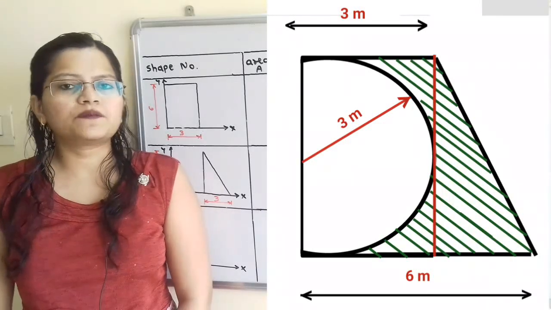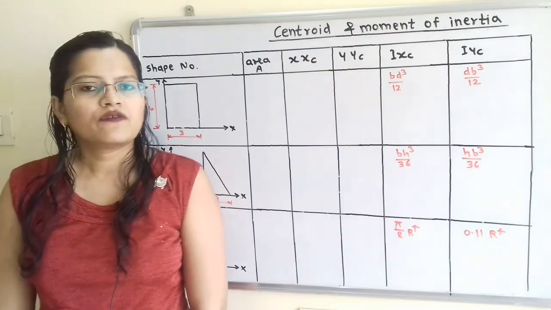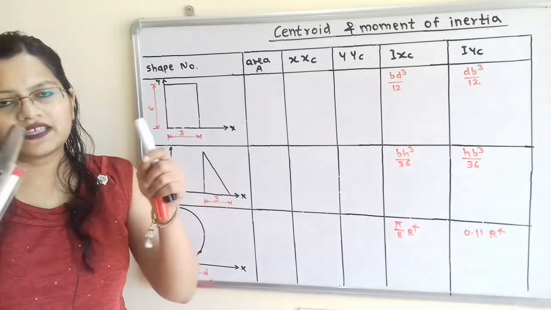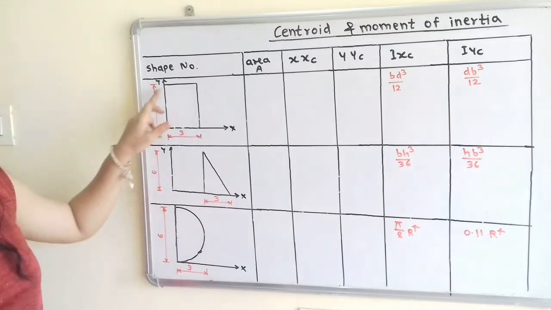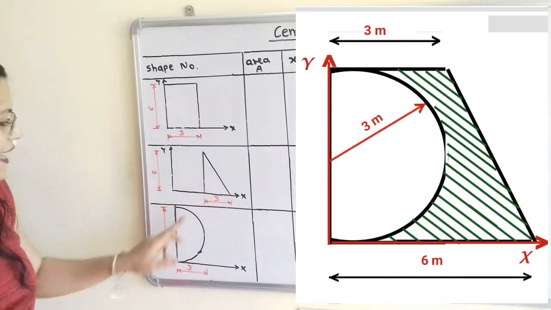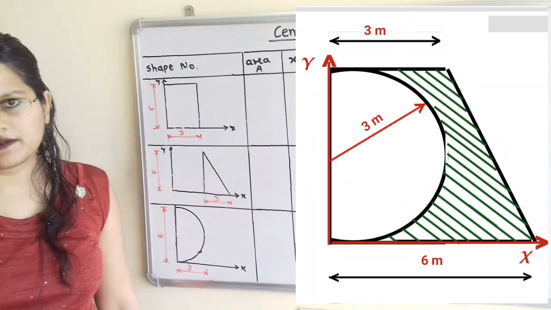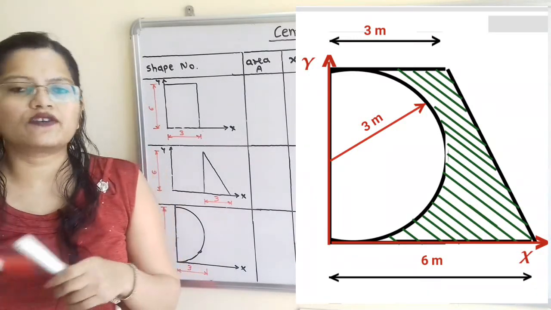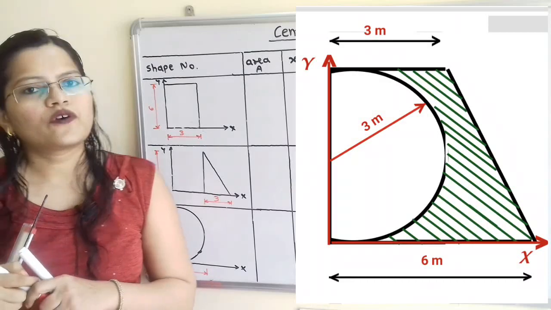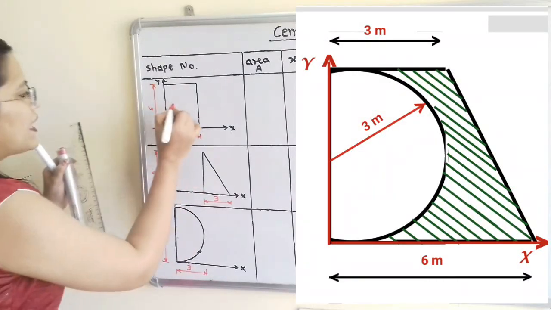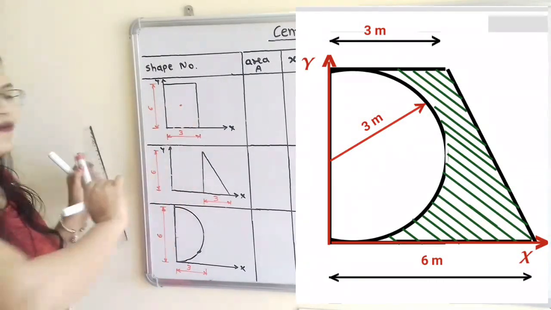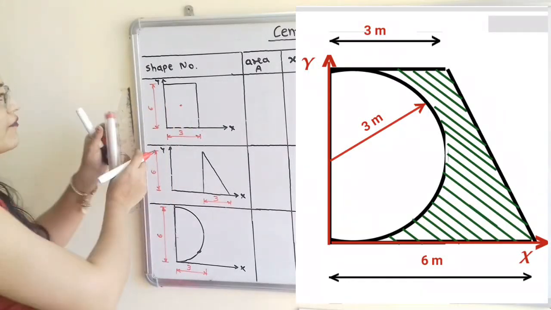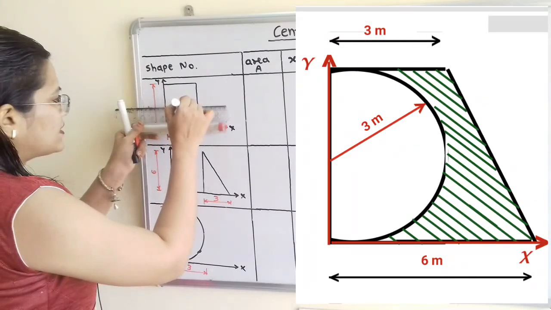So we will first prepare one table. The first column is for shape. So we have to take each shape, that is this rectangle, triangle and semicircle. Now the second step, we have to select the centroid for each shape. So for the first shape, we will select the center. Now for this center, that is nothing but the centroid, we will show the axis.